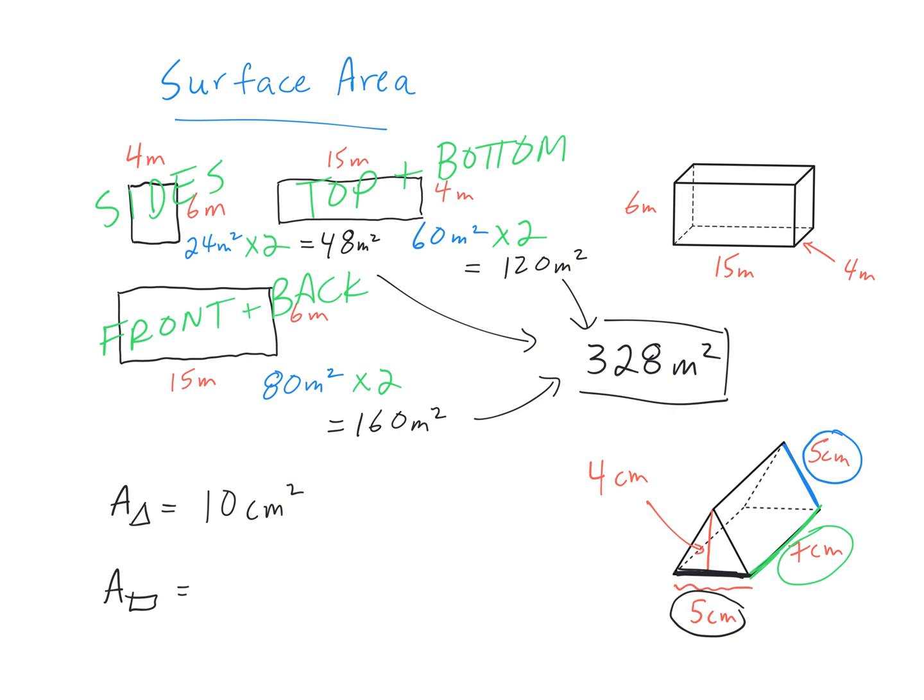But we have two, this one and the one at the back. So we're going to take this measurement and multiply it by 2 for the front and back, or depending on how you're looking at it, just this triangle and this one. So if this is 10, together they're going to give us 20 centimeters squared. Now all we have left is to find the three rectangles.